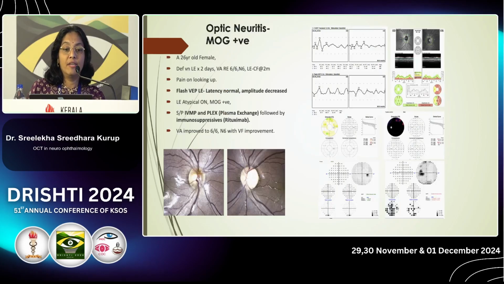Here we can see a 26-year-old female with gross defective vision in the left eye due to MOG positive optic neuritis with a gross depression of the fields. You can see here the pallor of the disc. And she improved with IVMP, plasmapheresis, and immunosuppressives.